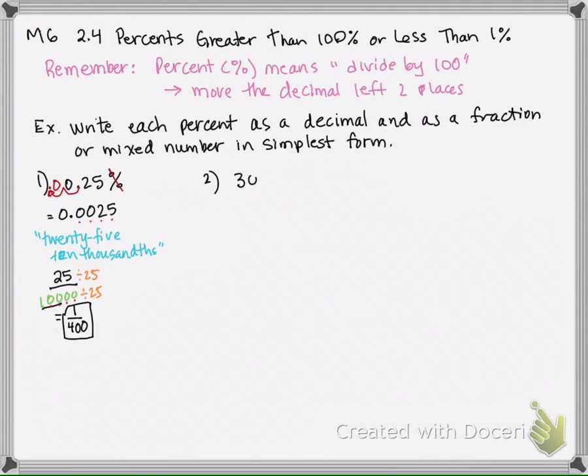I've got 300%. So the first question was considered less than 1%, so a very small percent. And the next one is considered a big one because it's greater than 100%. So the rule doesn't change. In order for me to create a decimal from this, I'm going to move the decimal left twice. That's dividing by 100. And I'm going to drop off the percent symbol. So this gives me 3.00, or I'm just going to write 3. Let's get this guy a box up.